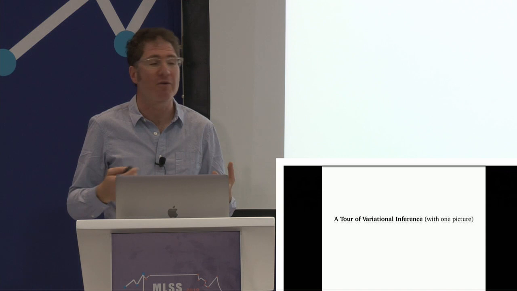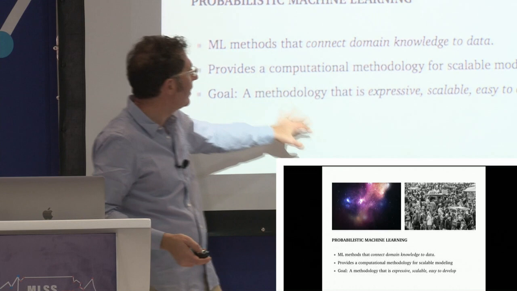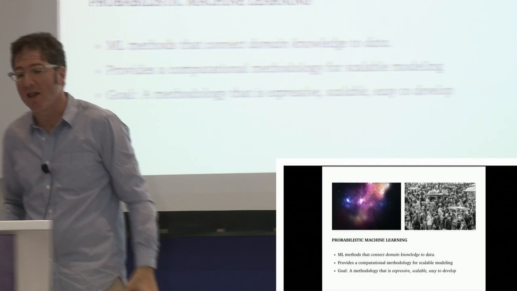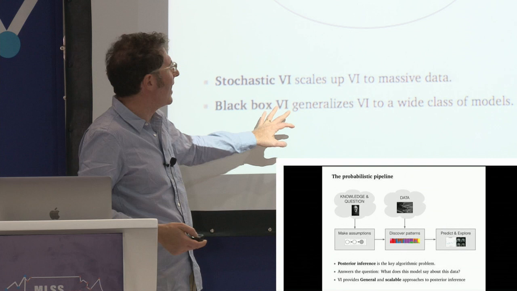All right, so again, probabilistic machine learning is about connecting our domain knowledge to data, and it gives us a computational methodology for scalable modeling. Our goal is to make it expressive, scalable, and easy to develop. Perhaps you saw that we tried hard at that goal in this talk. We thought about how to make it scalable, how to make it expressive, meaning to expand the classes of models that we can do things with, and how to make it easy to develop, in the sense of doing probabilistic programming. Again, posterior inference is the key algorithmic problem. And again, we showed how to scale it up and how to generalize variational inference.